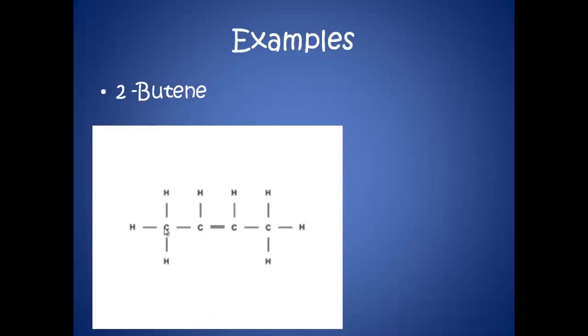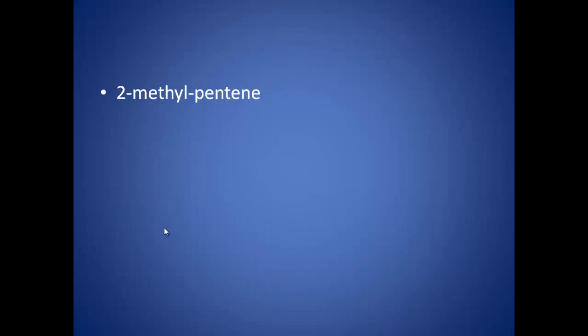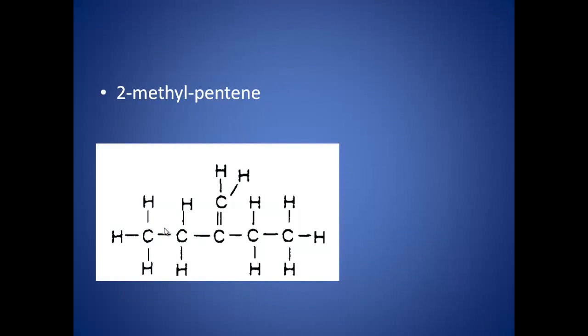Other example, 2-methyl-1-butene. First we must write the line of 4 carbons, then we have the 1 because it's the place in which we have the double bond, and in carbon 2 we have a methyl. 2-ethyl-butene. We have the carbons and then the ethyl.